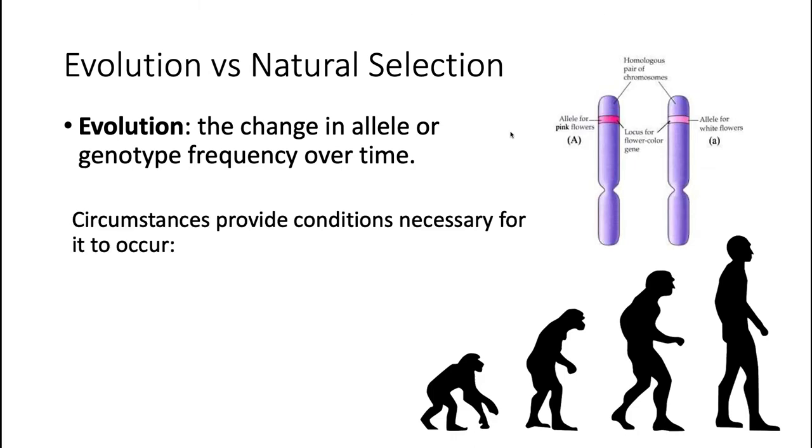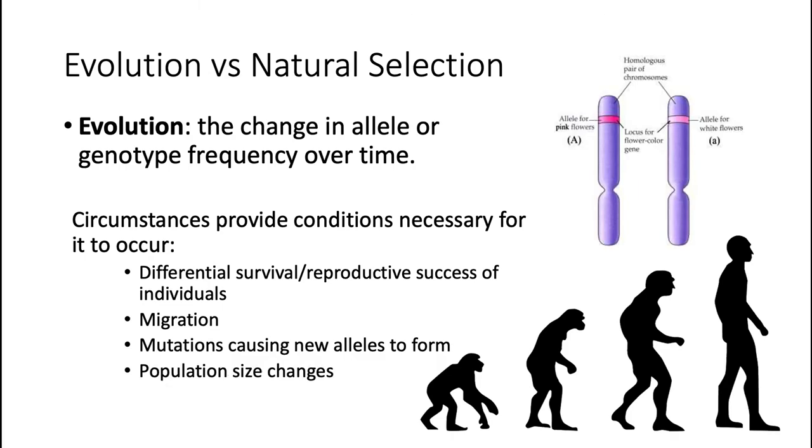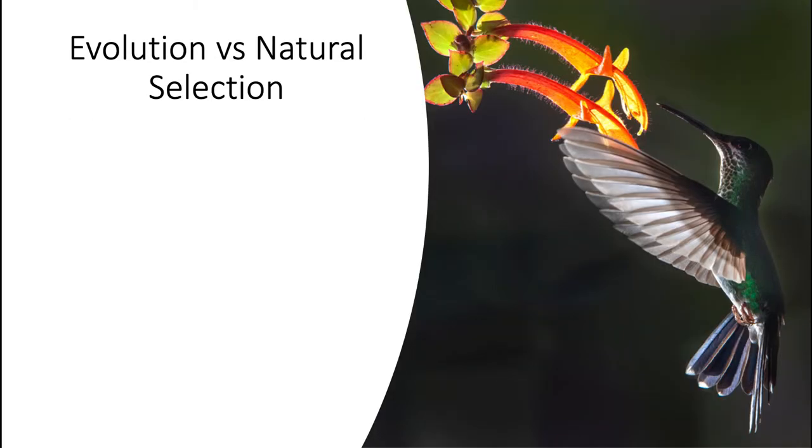We have some different conditions that these could occur in, so that evolution could occur. So we could just have some individuals that survive better than others. Some migration could occur between populations. Random mutations always can cause new alleles to form. Population size changes, maybe due to a natural disaster or something similar.